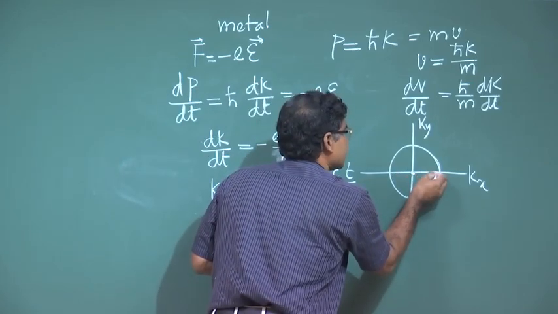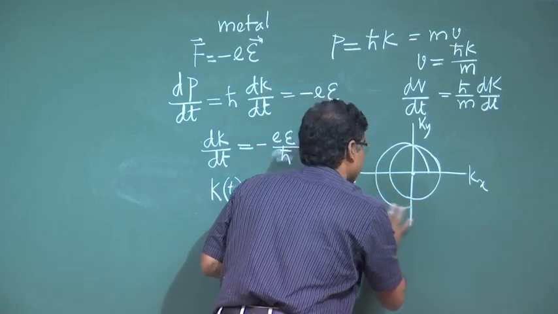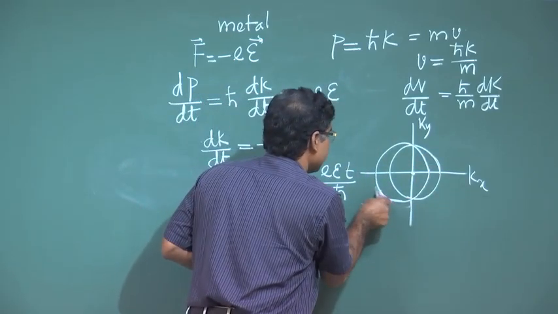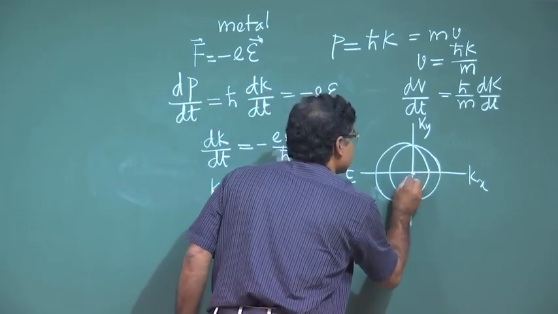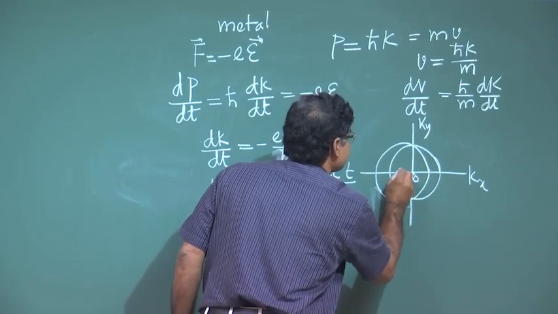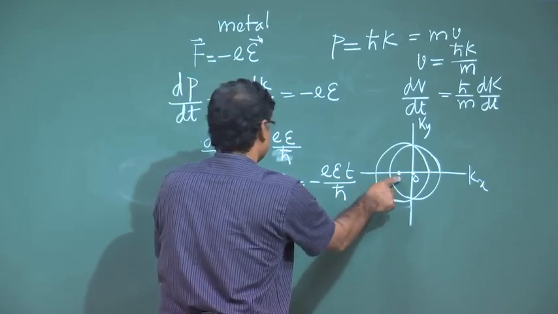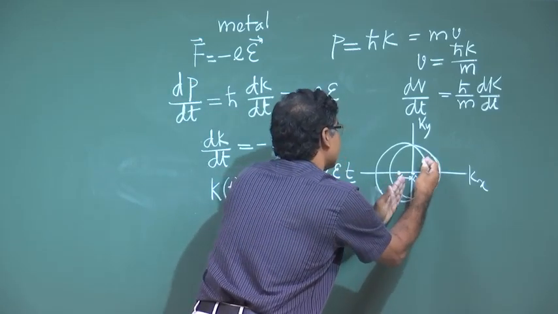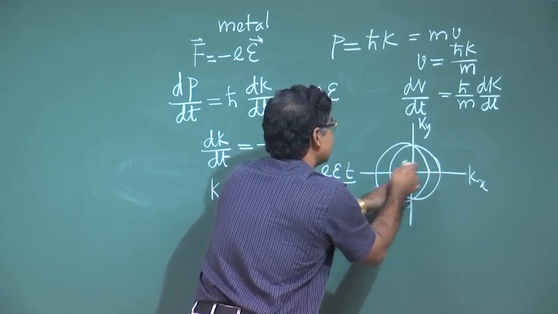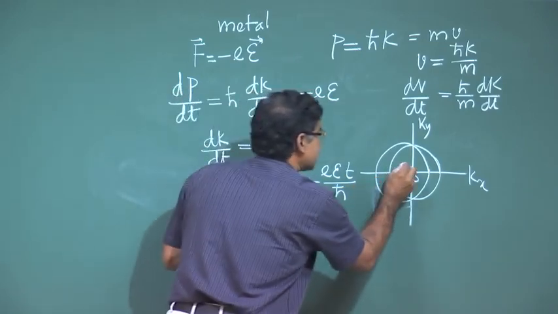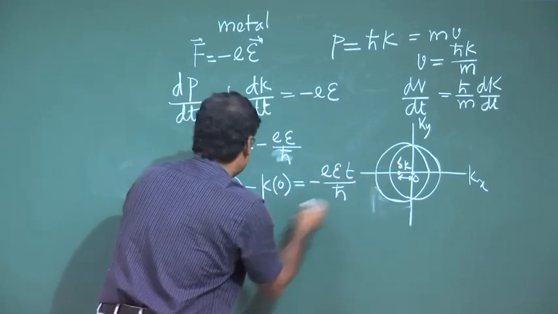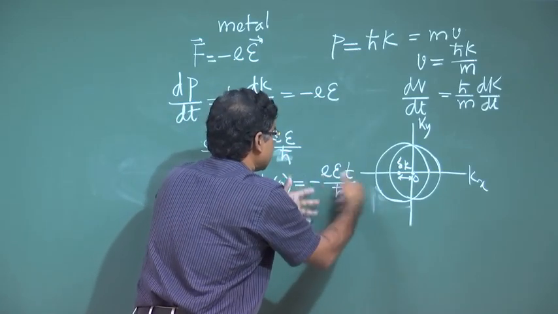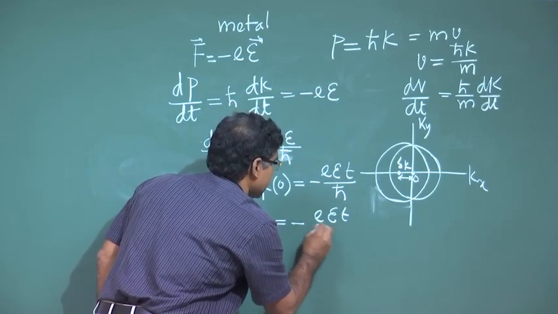So, as if this sphere is moving with time. Here it was 0, now the new center is here, this is the k t position. So, at time t, this sphere moved from this position to this position. So, it is the new center of the sphere. I can tell this change is, say, delta k. For time t, it will move delta k equal to minus E epsilon t by h cross, right.